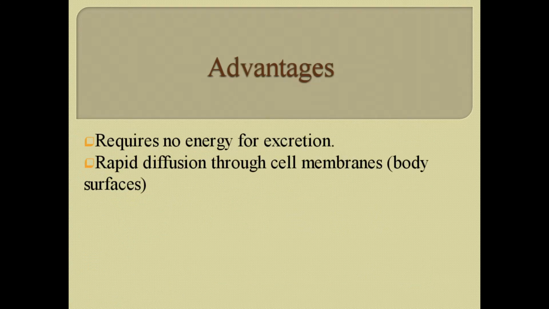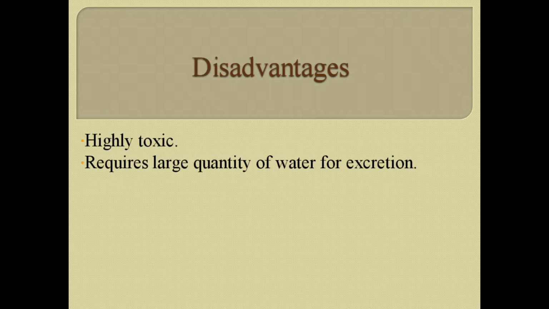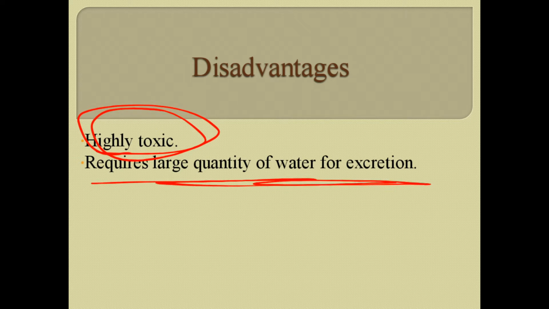The advantage of ammonia is that it requires no energy for excretion, and it can rapidly diffuse across cell membranes like body surfaces. The disadvantage is that it is a highly toxic molecule, and if it remains in the body for a longer time, it can lead to death of the body, and it requires a large quantity of water for excretion. So the animals which are found in water excrete ammonia as they have a large supply of water. The second is urea.